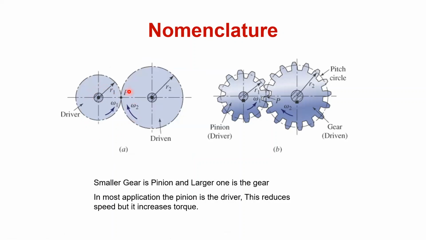These are the two types of gear: driver gear and driven gear, where we call the pinion gear the driver. The small gear we call a pinion, and the large one we call a gear, basically. In most applications, the pinion is going to be the driver. This is the pinion, and this will reduce the speed, but it also increases the torque.